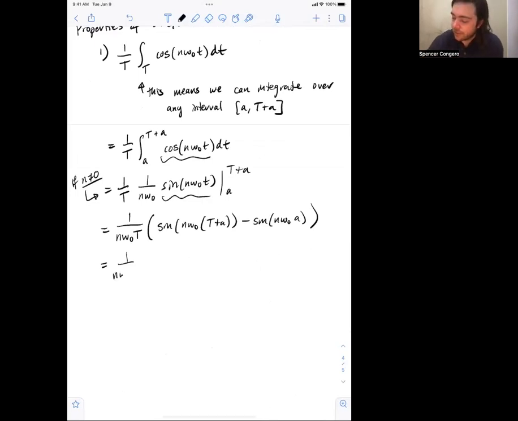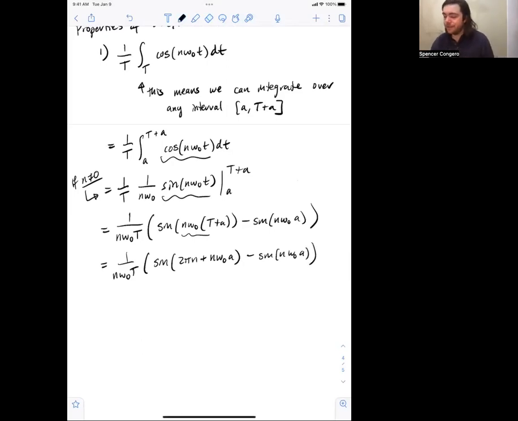Okay, so I have n omega naught t. Now, what do I have inside here? Well, I have this big T, which I know is 2 pi over omega naught. Why would that be useful to plug in? Because then it would cancel that omega naught. So I get sine of n omega naught t, but omega naught times t is just 2 pi. So I get 2 pi n plus n times omega naught a, minus sine of n times omega naught a.